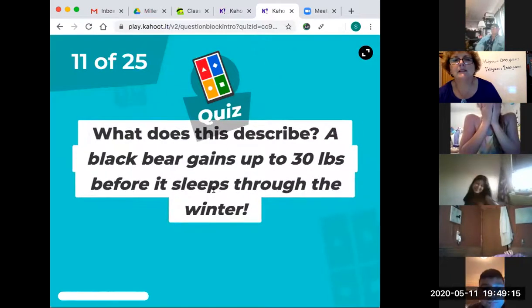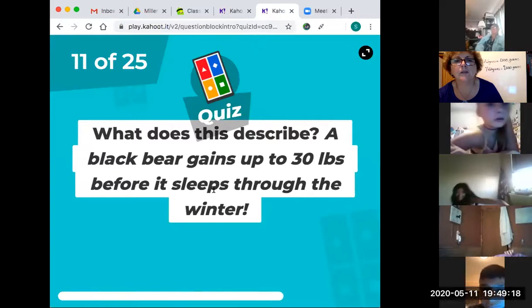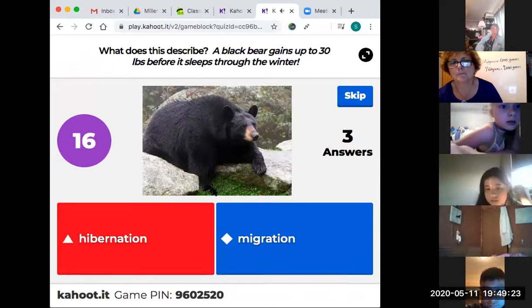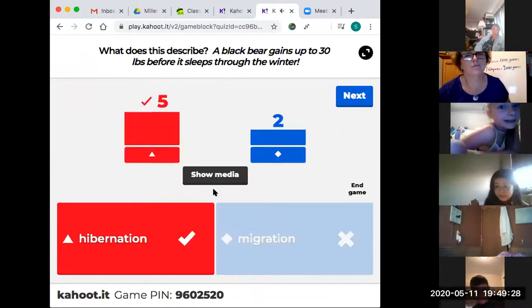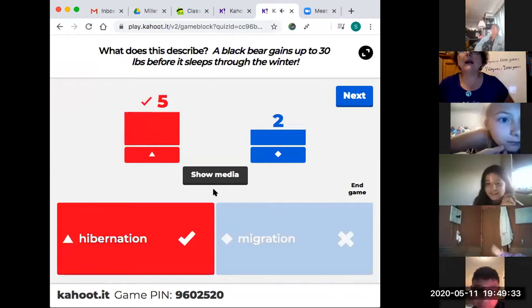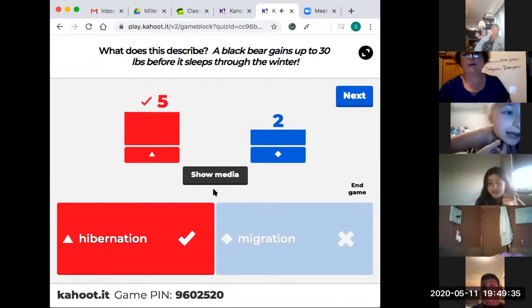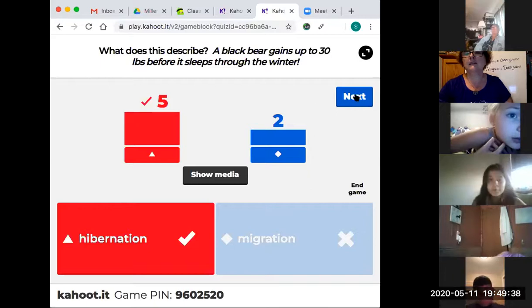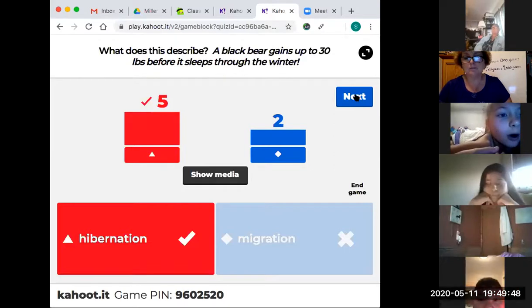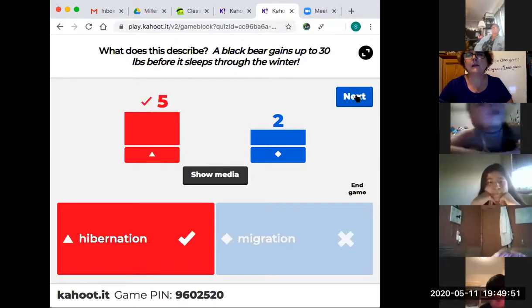What does this describe? Up to 30 pounds before it sleeps through the winter. Wait, what? That's a fat bear. A bear has to gain 30 pounds before it hibernates, because it's going to live on that 30 pounds of fat while it's sleeping and not eating. So it has to gain all that weight so it can live.